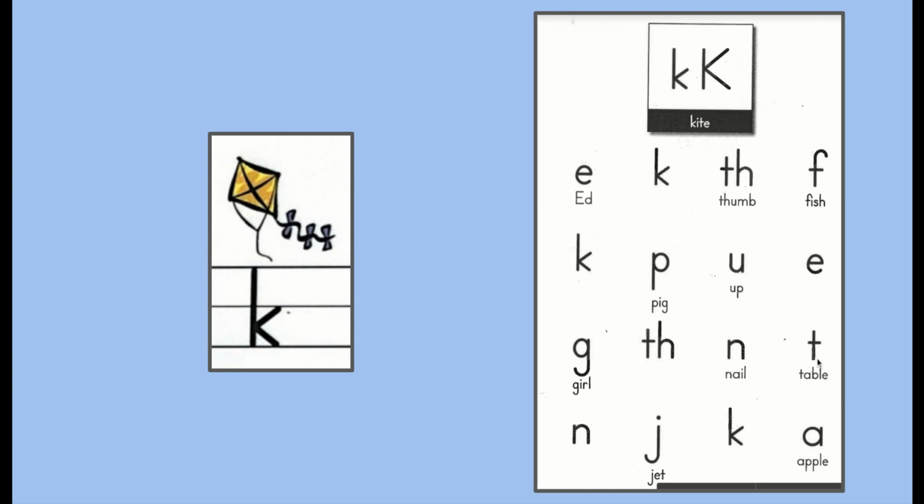Nail. Table. Nail. Jet. Kite. Apple. All right, let's say those sounds again. Ready? K, g, j.